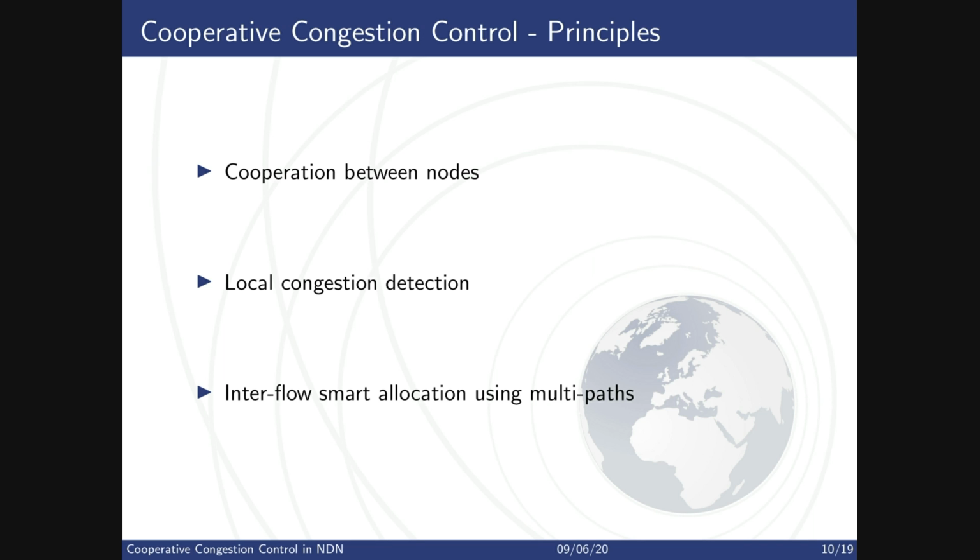We define our solution as a framework with generic rules and based on three main principles. Multiple implementations can be imagined, but we first try to keep it simple in order to evaluate the concept. Our first principle is that there will be cooperation between nodes. The second principle is that each node will locally detect if a congestion is occurring. Finally, the third principle is that, based on the information from the cooperation and the local detection, each node will allocate smartly the flow using their multiple paths.